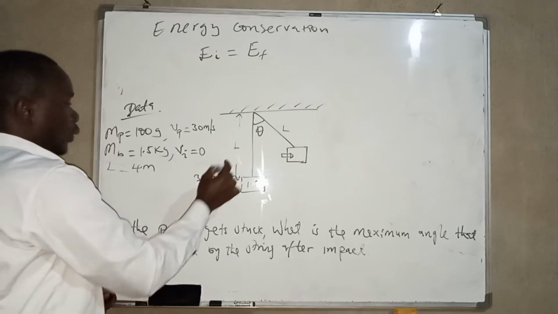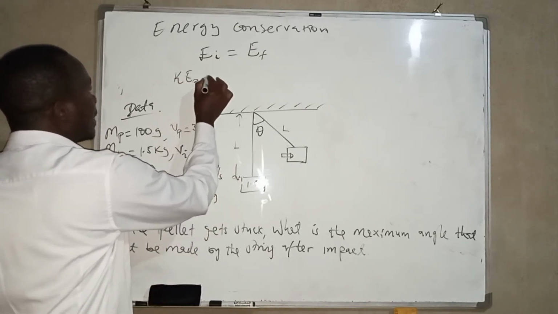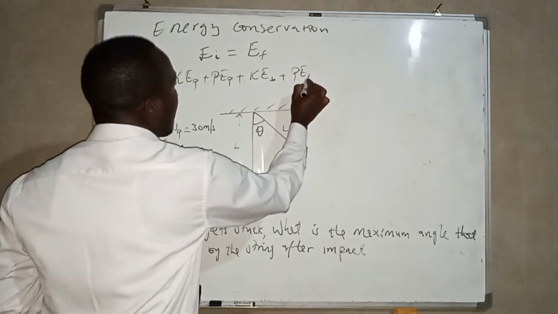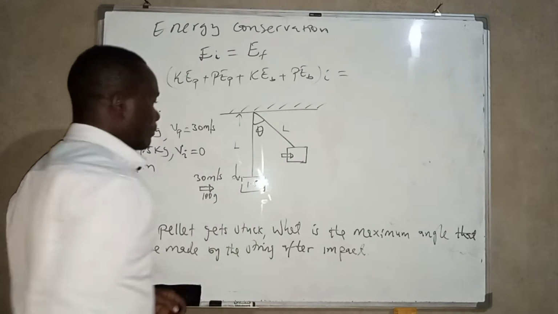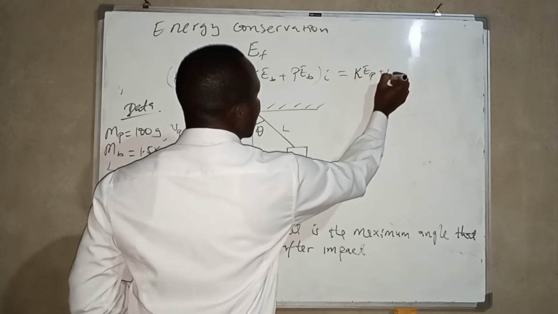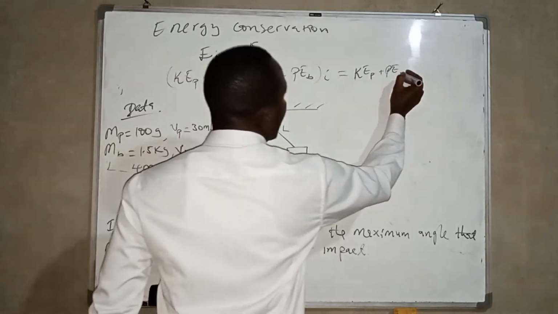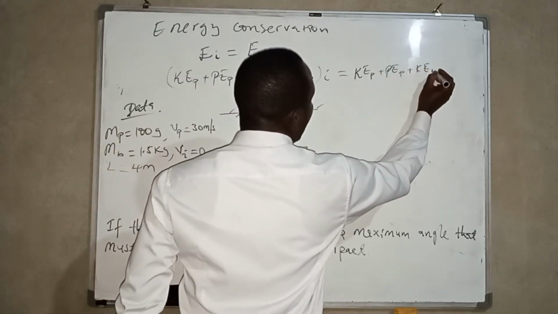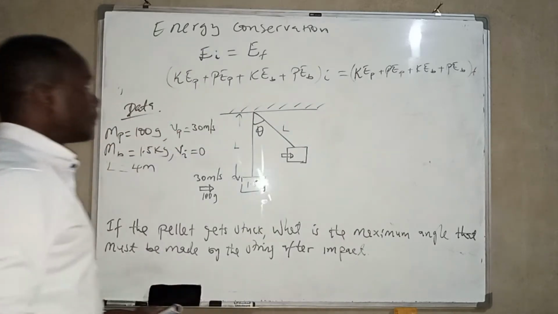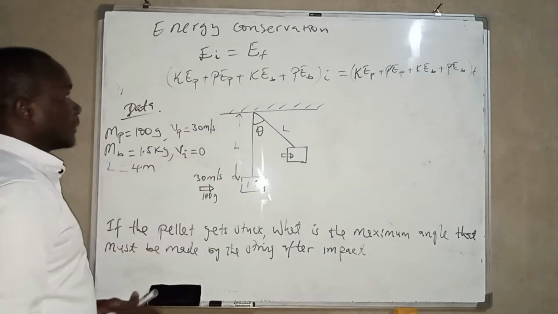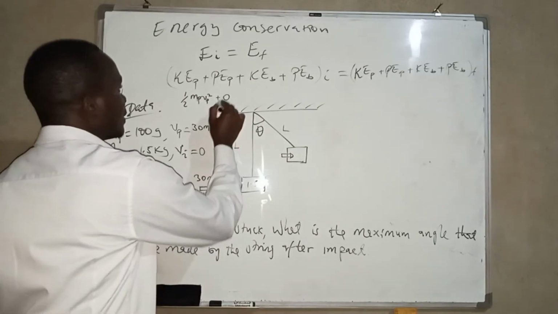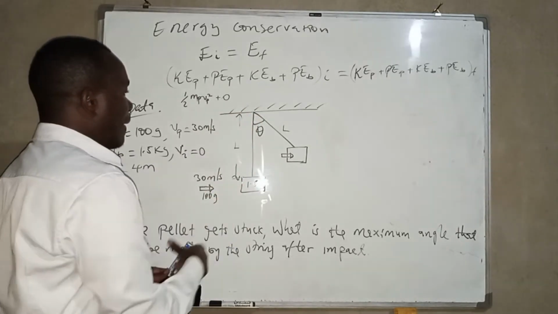So we have KE pellet plus PE pellet plus KE block plus PE block, initial, equal to KE pellet plus PE pellet plus KE block plus PE block, final. But of course we know that when this pellet is coming, it has kinetic energy half m_p v_p squared, plus the potential energy, which since it is moving horizontally is 0. The kinetic energy of the block here is 0.